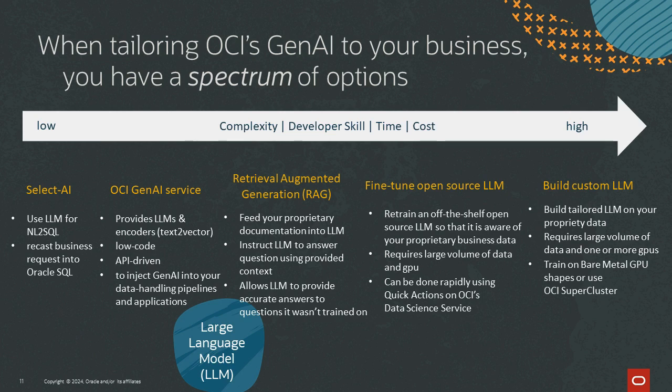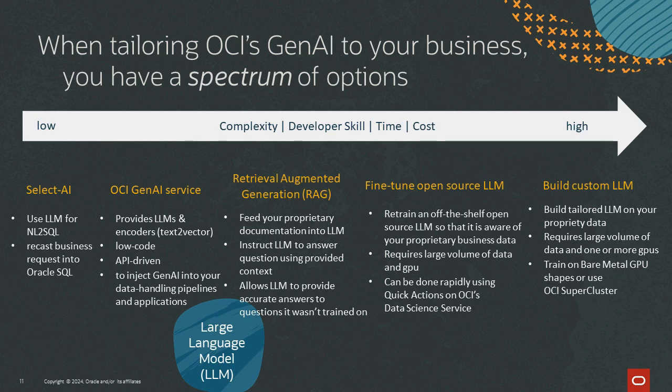And specifically, I would call out our quick actions, which are easy to use recipes that allow you to do that very rapidly. At the far end of the right side of the spectrum is train and deploy your LLMs. There you own the process from beginning to end. So there you're training your custom LLM with your high-skilled developers on GPU shapes. These could be single GPU shapes or a cluster of GPU shapes, such as available in our OCI supercluster offering.